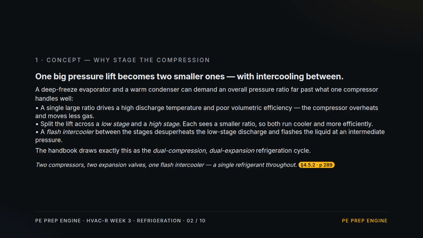Concept 1. Why stage the compression? A deep freeze evaporator and a warm condenser can demand a pressure ratio far past what one compressor handles well. Discharge runs hot and volumetric efficiency drops. So split the lift into a low stage and a high stage, each with a smaller ratio, and put a flash intercooler between them to desuperheat the low stage discharge and flash the liquid at an intermediate pressure. The handbook draws this as the dual compression, dual expansion cycle.